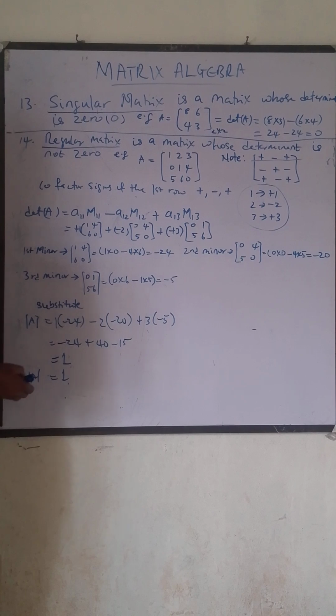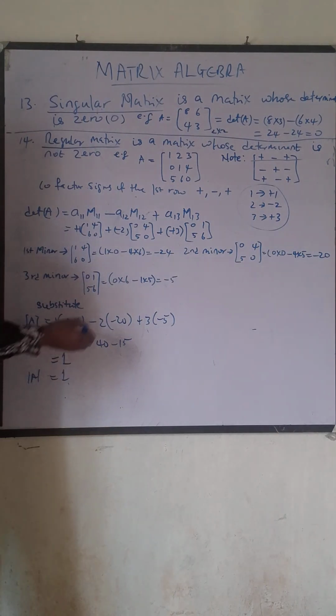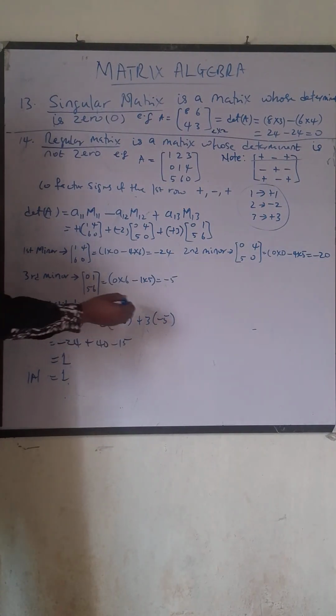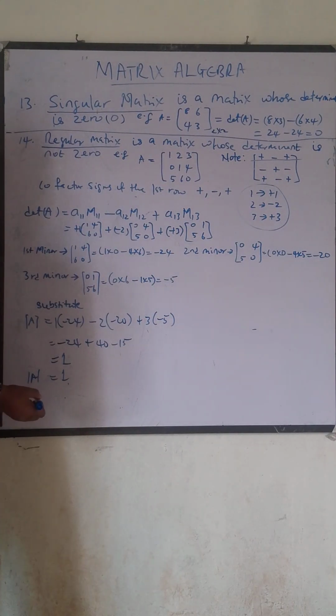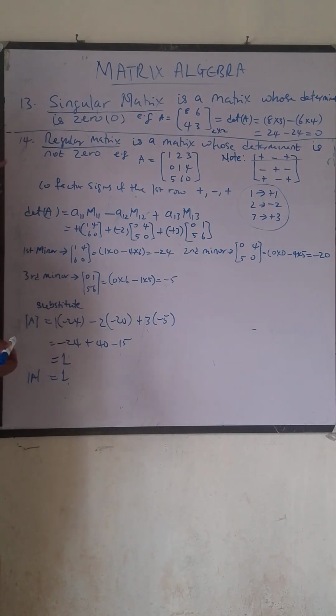So you substitute. That is 1 times minus 24. Is that okay? Minus 2 times minus 20. Is that okay? Then plus 3 times minus 5. Are you with me at all? So when you take minus 24 plus 40 minus 15, you have 1. So that we have fulfilled the axiom or the rule of the regular matrix. That is, the regular matrix is a matrix whose determinant is not 0. Right? So that is why you have this one here. Right? Try it yourself.